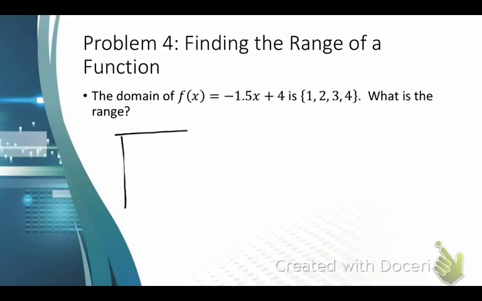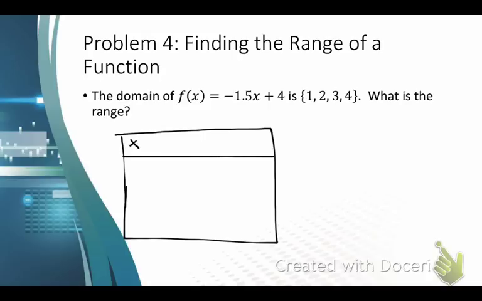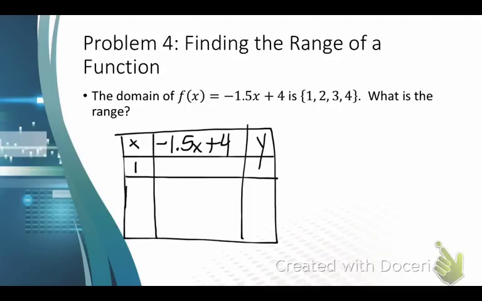So this table might look familiar from a couple of days ago. I believe on Wednesday we looked at these tables. We have our x value, we've got our equation, and then we've got our range or our y values. So when I plug in the first value, 1, negative 1.5 times 1 gives us negative 1.5, and when we add 4, we get 2.5.